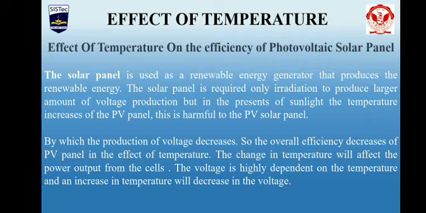Effect of temperature on the efficiency of photovoltaic solar panels. When solar panels are exposed to heat and absorb it, they get hot, and the heat is not able to flow away from the solar panel, so it gets absorbed. Because of that, the temperature of the solar panel increases, which is harmful for the PV panel, as the production of voltage decreases, so the overall efficiency of the PV panel decreases.